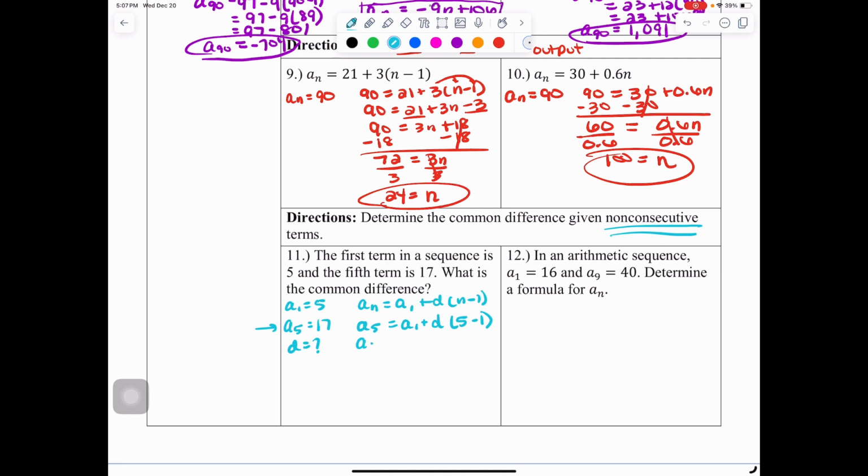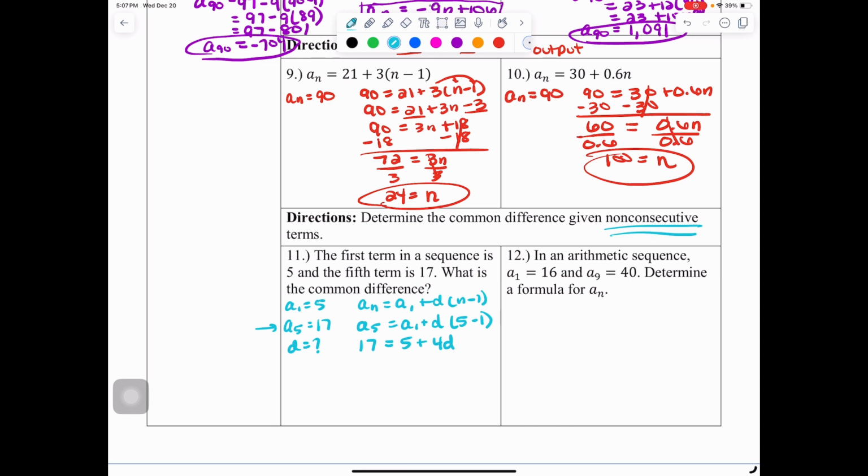So now we can fill in a sub 5 equals, well, actually, we're not going to fill in a sub 5. We're going to put what a sub 5 equals, which is 17. So I'm going to put 17 equals a sub 1 is 5 plus d. We don't know the common difference. And then that's really 5 minus 1 is 4. So we can write, instead of d, we can put plus 4d.